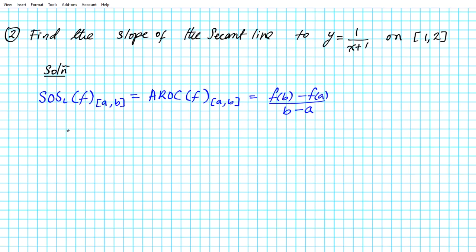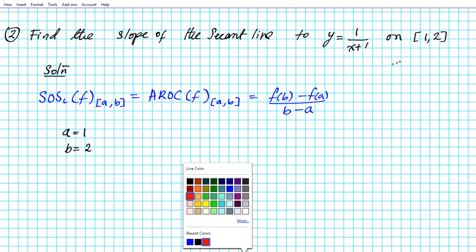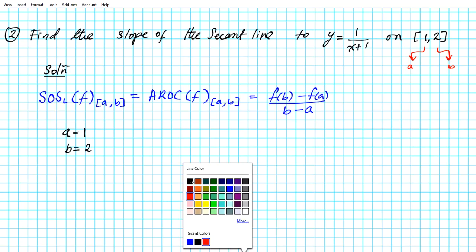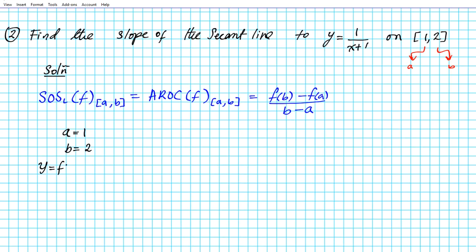Alrighty? So let's start with the independent variables first. A is the lower bound of the interval, which is 1, and b is the upper bound, which is 2. Alright, so in your interval right here, this is A, and this is B. Alright, we also need the function. What is the function? The function, y is the same thing as f of x, right? F of x is 1 over x plus 1.